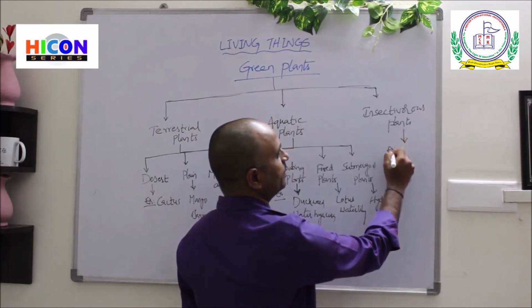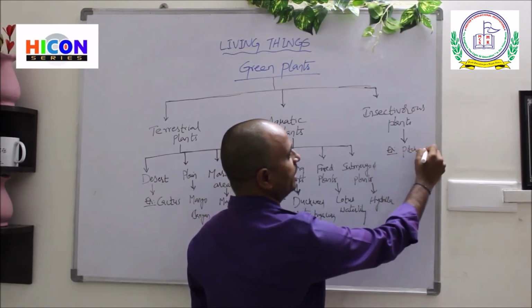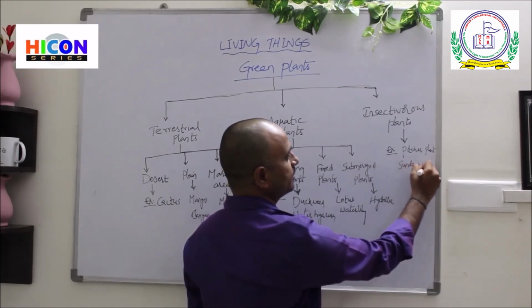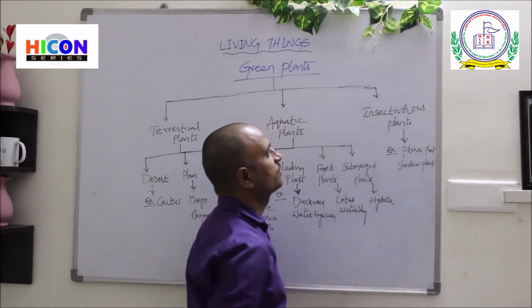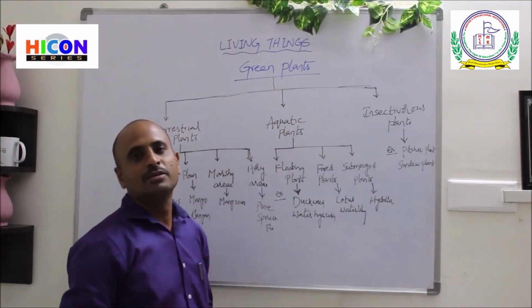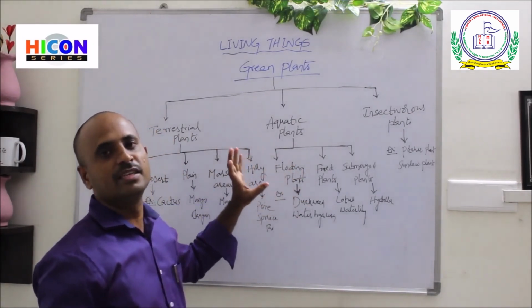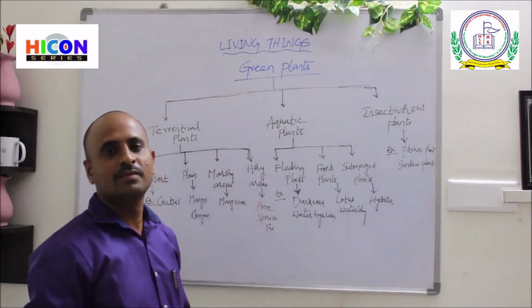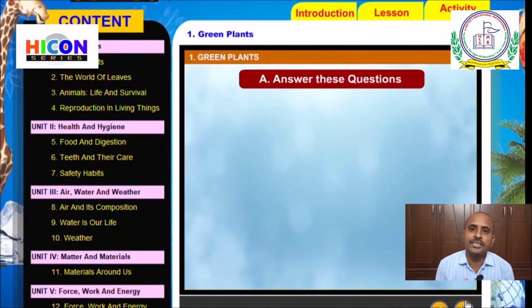For insectivorous plants, the examples are pitcher plant, sundew plant and Venus flytrap. So these are the examples for insectivorous plants. This is the summary of the chapter green plants. If you read this chapter by drawing this flowchart, we can easily remember the different types of plants and examples on a single page. Children, let us do some activities in the exercise part.